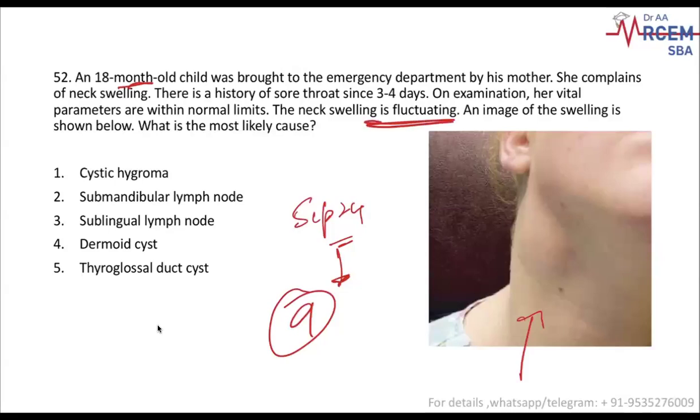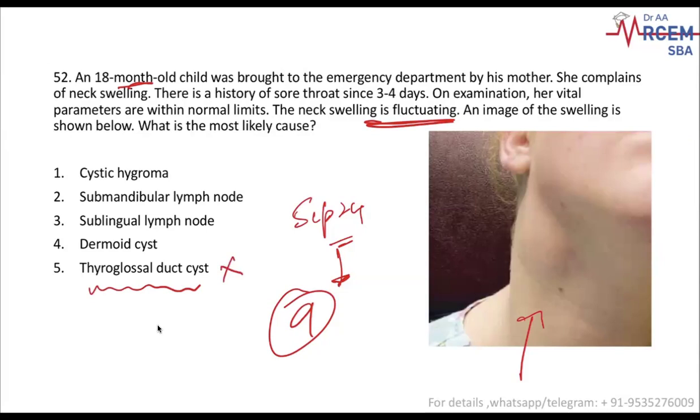It is difficult. We do not learn about cystic hygroma and all. So let us try to understand and try to rule it out. Thyroglossal cyst: how do you know? Protrusion of the tongue will usually move the thyroglossal cyst. It is in the midline, and this is on the lateral side, so you can rule it out.